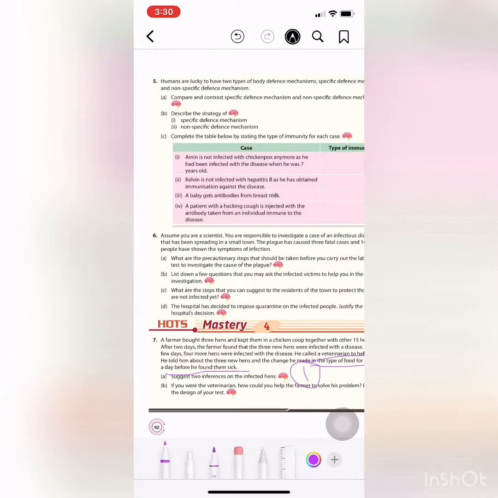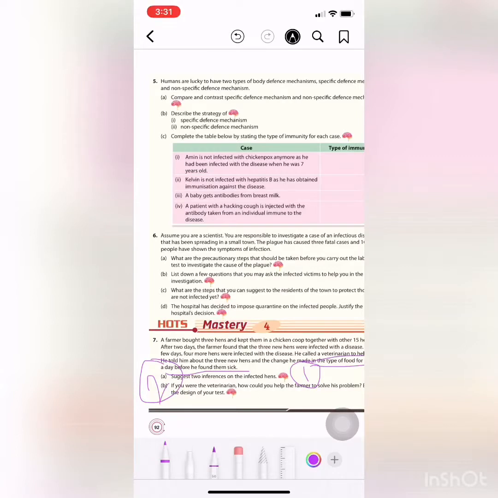And then because these 3 hens have infected the other 15 hens, there is another reason. Maybe not because of food. So if not from food, the new hens are spreading disease. That's inference number 2. It's not mentioned in the question here, but the second one you can say the hens are spreading a disease. Maybe they themselves have the disease. Maybe some pathogen entered the body, maybe through water or through contact, just like human beings also.